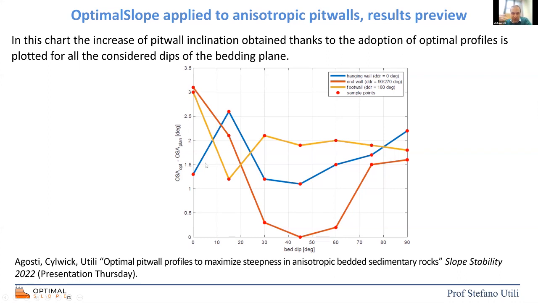So this basically is an increase of steepness. We have an increase which typically is up to 3 degrees, but the amount of increase of steepness depends on the physical features of our rock mass. So it will be different depending on the bedding dip, because if you change the bedding dip, you change the type and amount of anisotropic strength of the rock mass.